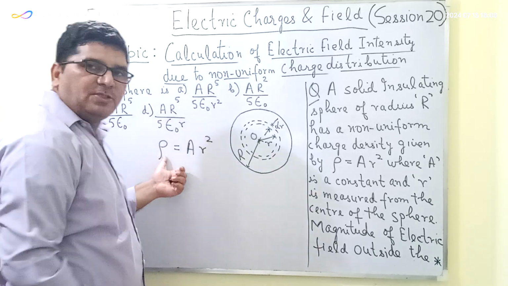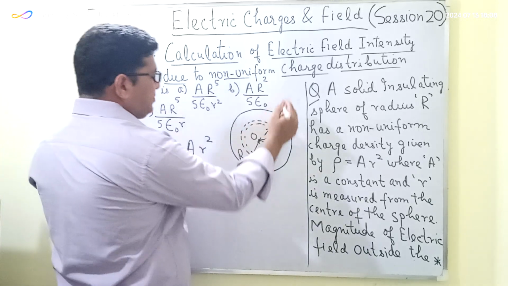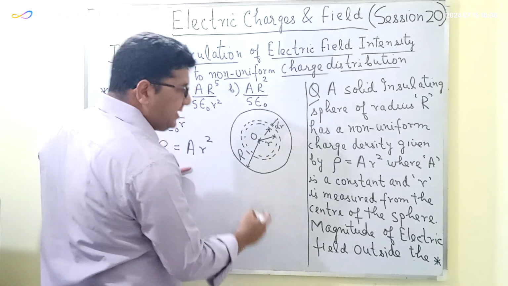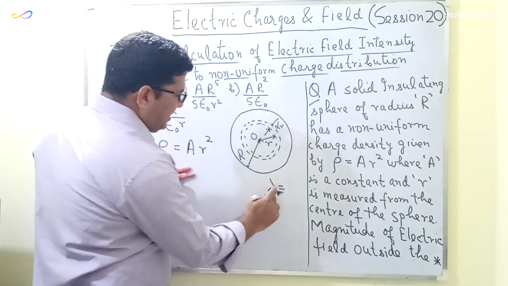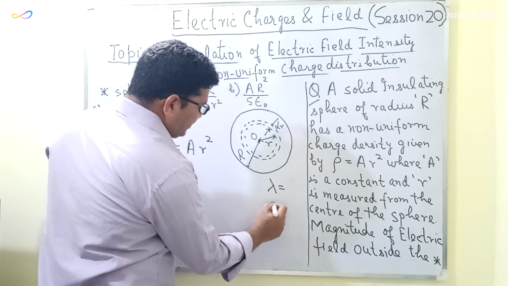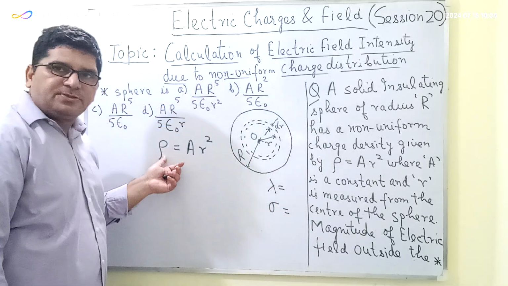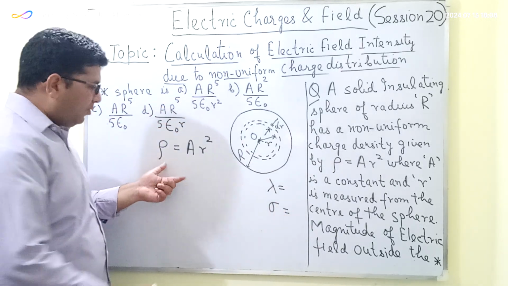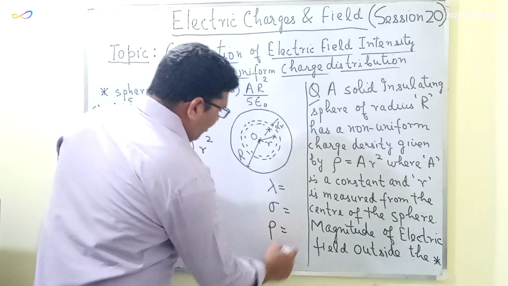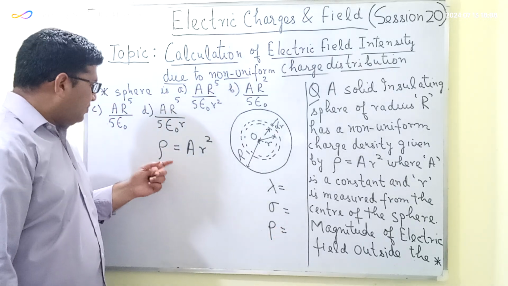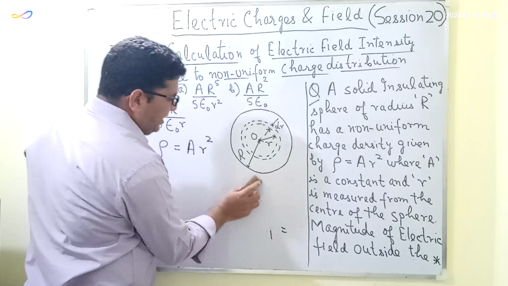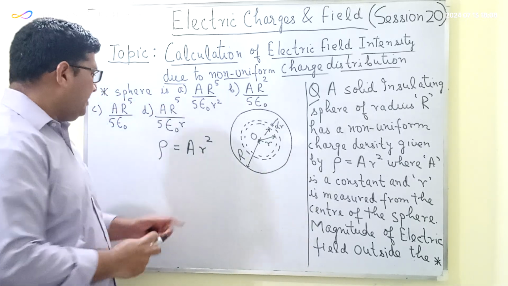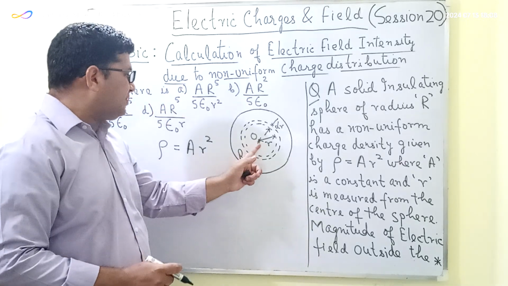So here the charge density rho is equal to A r square. Now this is the volume charge density. There are three types of charge densities which we have studied in this chapter. One is the lambda, which is the linear charge density. The second one was the sigma, which was the surface charge density, and rho. Rho is the volume charge density. So here the volume charge density is equal to A r square, where A is a constant and r is the distance measured from the center of the sphere.